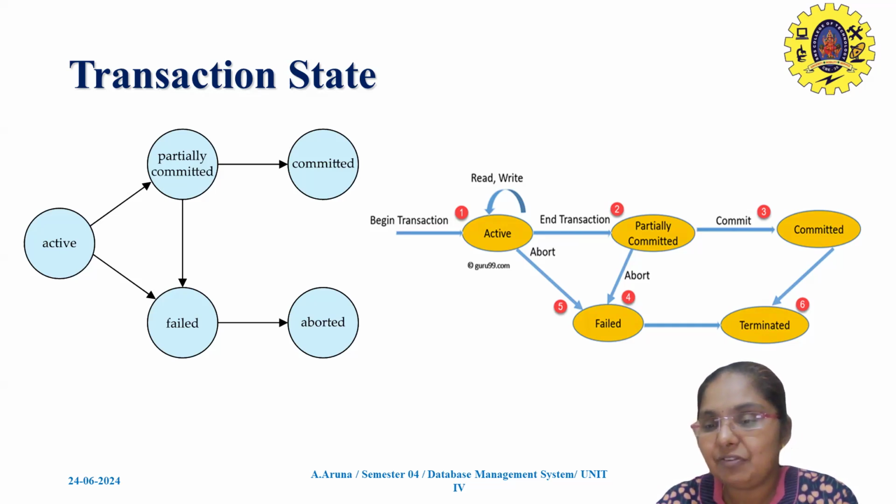If it is fully completed, then only we can call it committed. After committing, we have to close the transaction. If it is failed also, we have to close it. So it is terminated. According to this particular transaction, we have 6 steps to complete a single transaction or a single piece of work. This only we can call the transaction state.